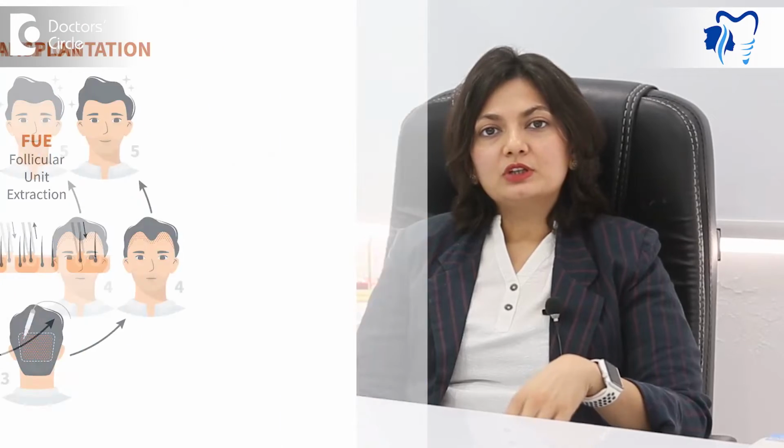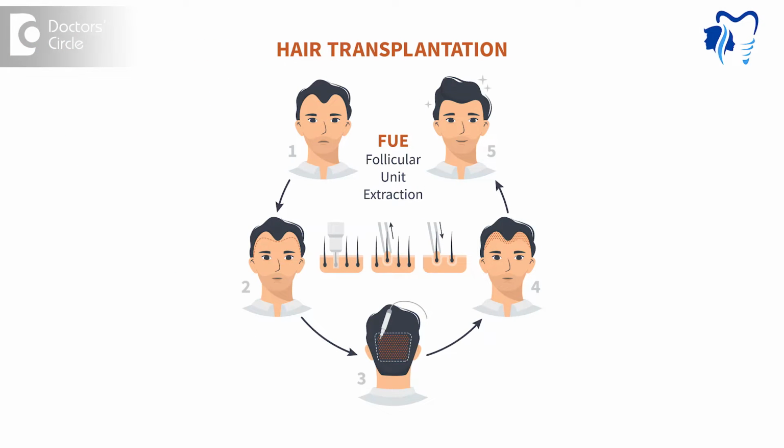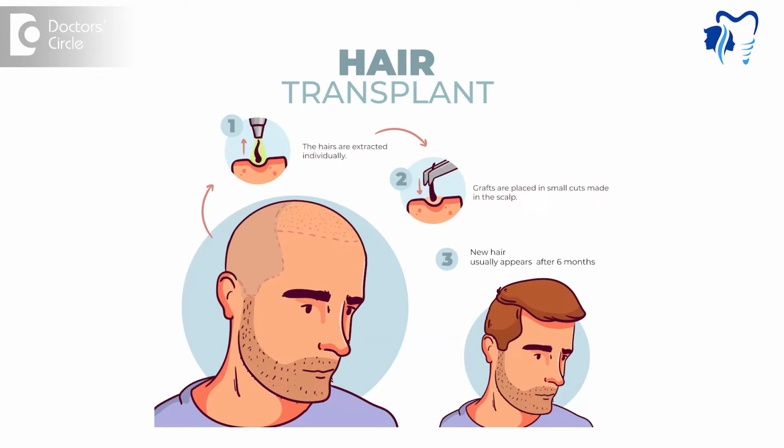The other method is Follicular Unit Extraction, FUE method, which is most commonly done these days. In this method, individual grafts are taken from the same donor area. They are processed and cleaned and then these are implanted into the recipient area.